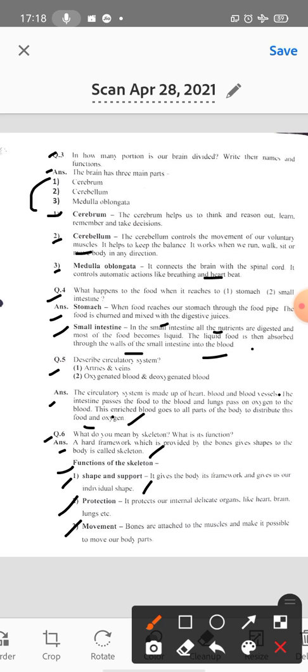The last function is movement. Bones are attached to the muscles and make it possible to move our body parts.